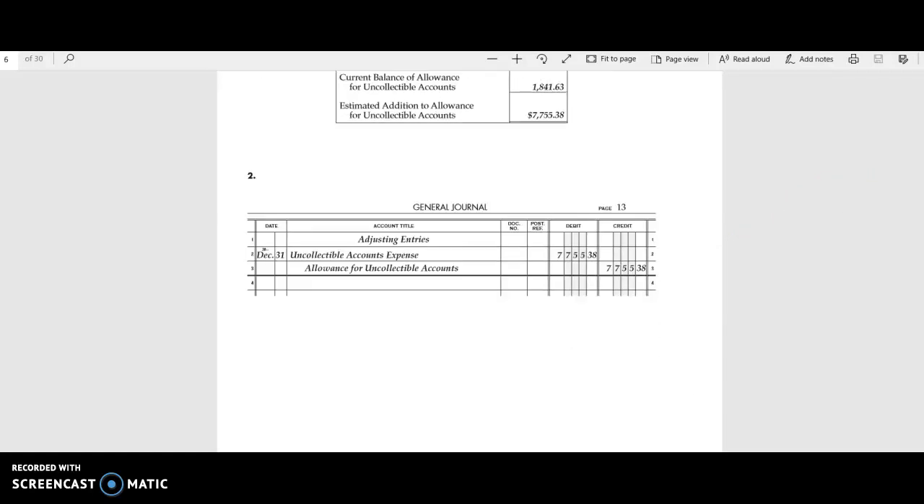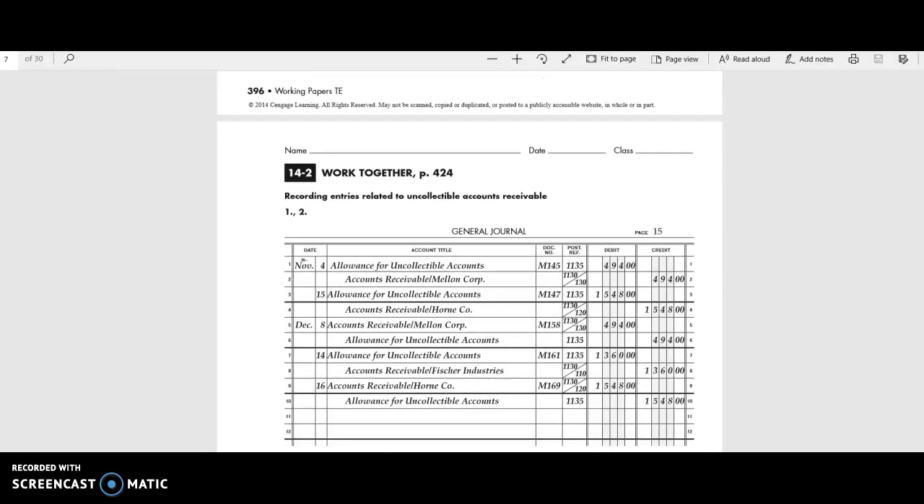Okay, now step two is where we get a little busier. And we're going to jump ahead now to 14.2 in the working together. This is how, after we journalize our uncollectible accounts, we're now going to update our accounts receivable balance, our individual accounts receivable customer balances, and also, if our customer pays us, which we hope they do, that we will be working with our cash receipts journal. So let's look at the transactions that we see now on page 424, working together 14.2.